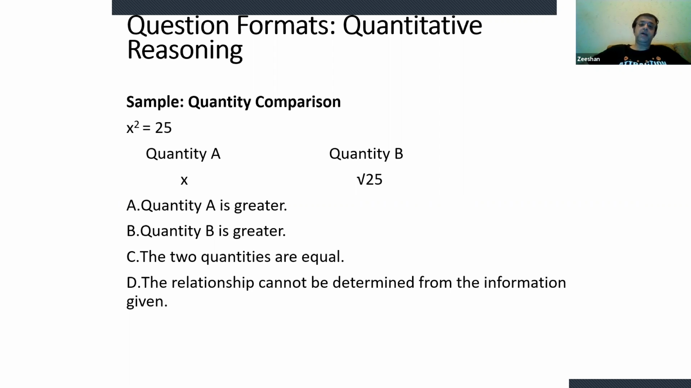So if quantity A is plus or minus 5 and quantity B is plus 5, now can the relationship be determined? No. That's because if you take quantity A as plus 5, then quantity A and quantity B both seem to be equal. If you take quantity A as minus 5, then quantity B seems to be bigger than quantity A. So whenever you're not getting a definite answer, your answer choice is always going to be answer choice D. The relationship cannot be determined.